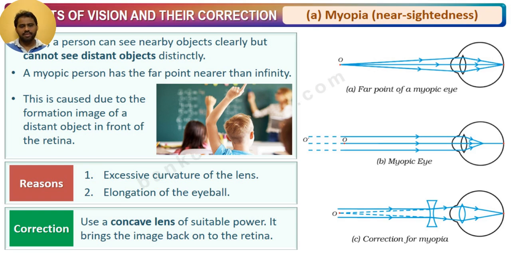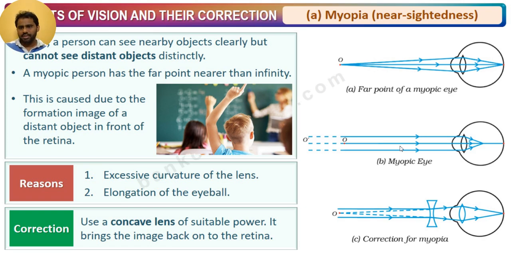The correction is to use a concave lens of suitable power. It brings the image back onto the retina. The human eye is convex by nature and converges the rays of light, so it has converged, but the image is formed in front of the retina. Now, what is the correction? Use a concave lens. The correction is asked in the exam. What is myopia? What are its causes or reasons, and what is the correction? So define myopia, give the reasons, give the correction, draw the ray diagrams, take full marks home.